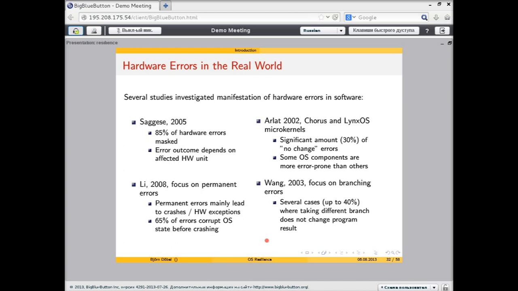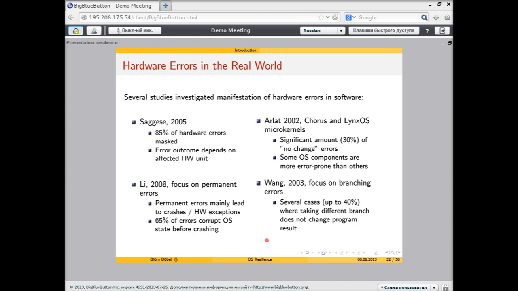And the main point to take away from these studies is that hardware errors are a problem. They will appear in software in some form. This form may either be that your system simply crashes or that you see hardware interrupts or exceptions that you would not have seen otherwise. However, there are also situations where an error does not affect your system at all.